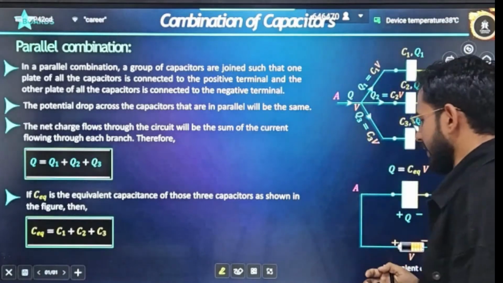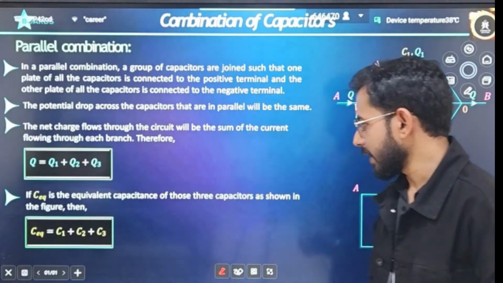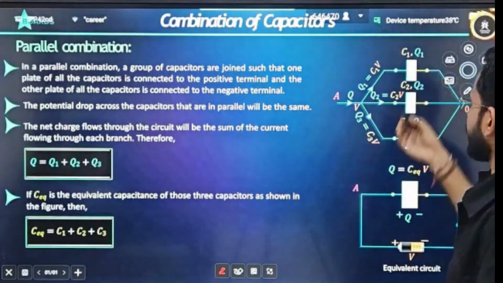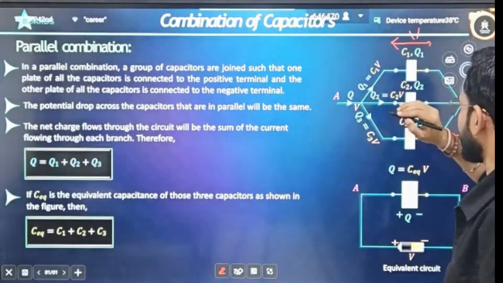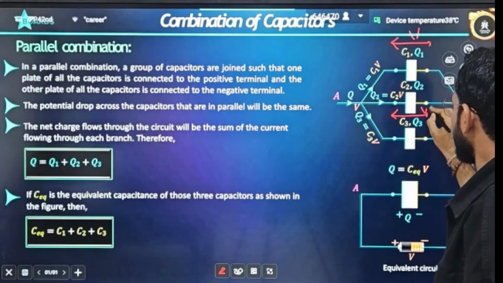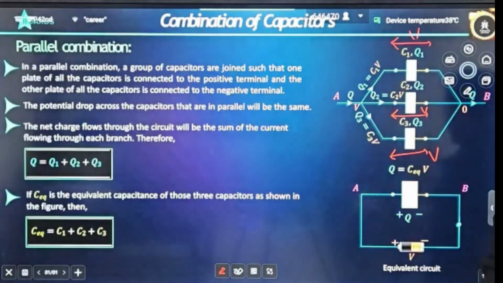Now this is a parallel combination. What I told you about the property of parallel combination, that is important. From there everything will be derived. You will say that whatever the potential difference across this capacitor 1, let's suppose potential difference is V, that will be same across here also, that will be same across here also. But this time charges will not be same.